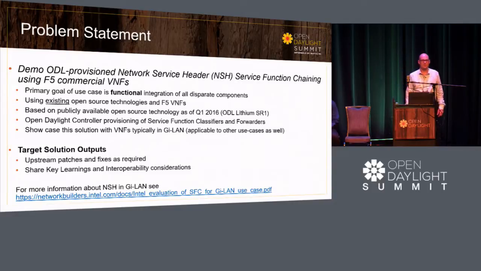So Gi-LAN, for some of you that aren't aware of it, is basically the mobile service provider packet data network between the packet gateway and the external service provider network. The VNFs that we did put into this solution are ones that are typical in that space. There are also other areas where VNFs are applicable, both in enterprise networks and service provider networks, that can provide technology advantages and applications to different use cases that you might run across.